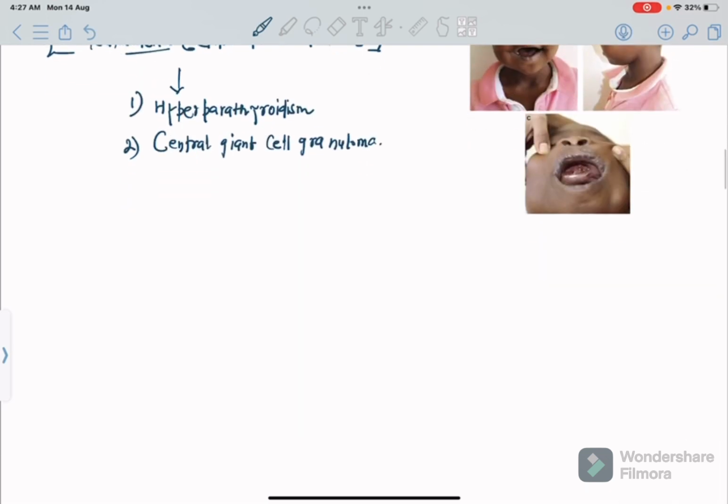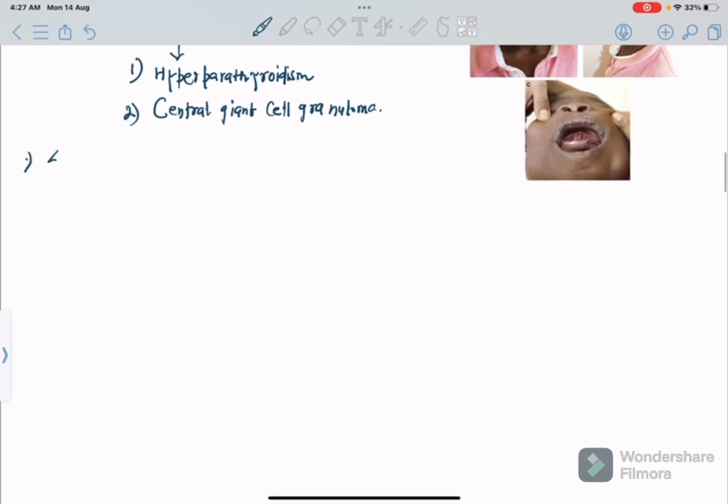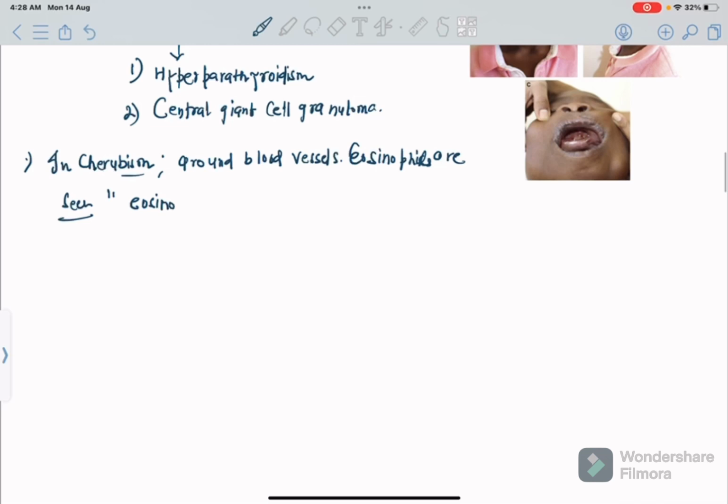Okay, and one special feature which is generally asked in the exams is that in cherubism, around the blood vessels, eosinophils are seen, so it is known as eosinophilic cuffing, right? And remember, it is seen exclusively in cherubism only.